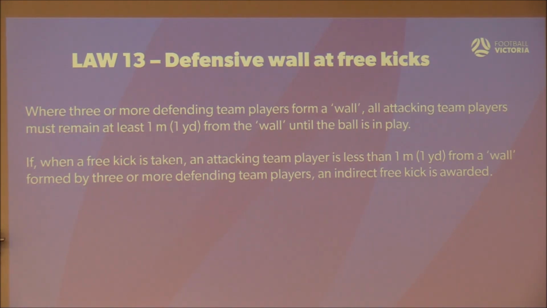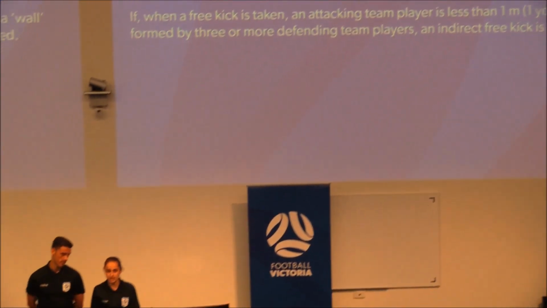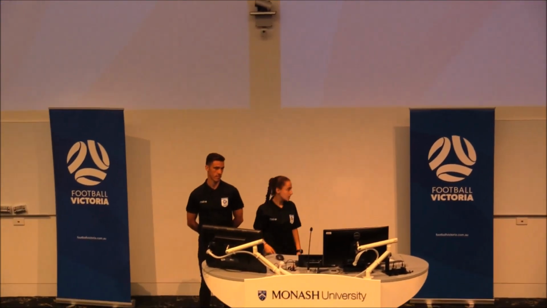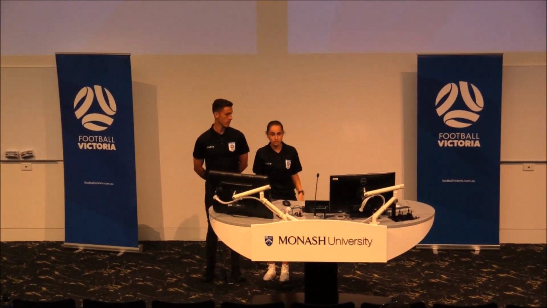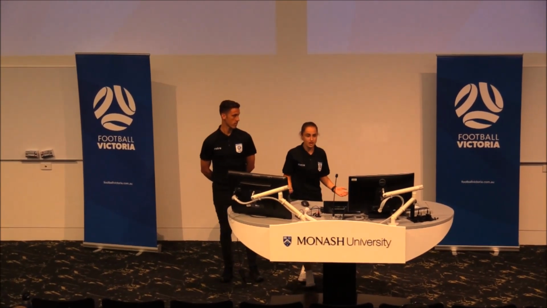So essentially, if Andrew and I are standing together, we can have an opposing player next to us, but if Luke came into the wall and same as Michael, then they have to be 1 metre away from each other.